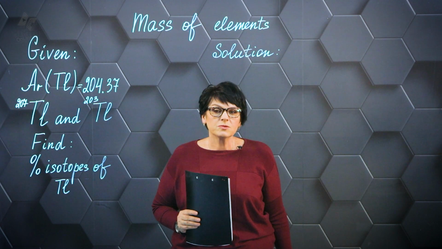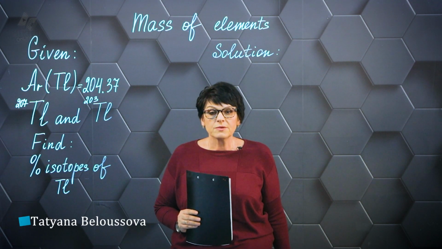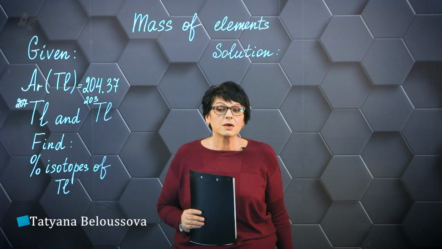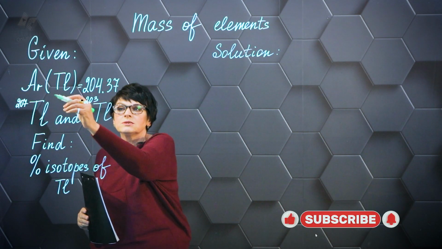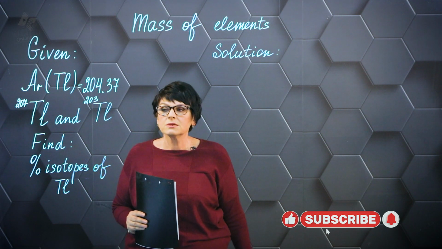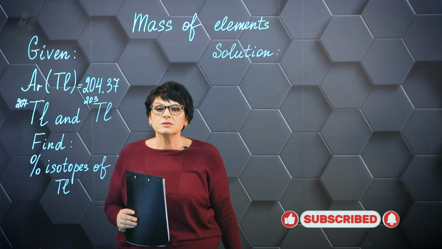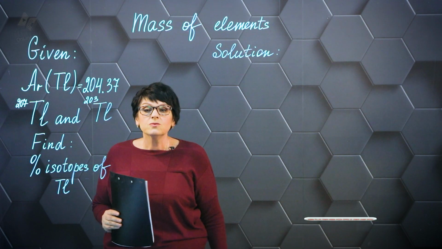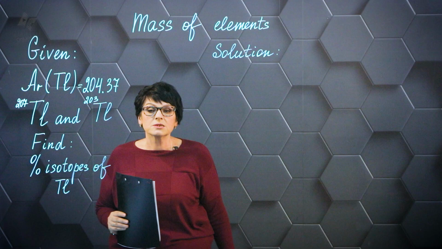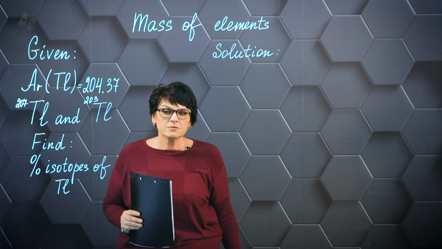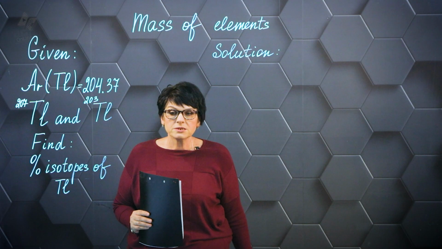Hello, today we're going to be solving a problem to determine the isotopic composition in percent of the element thallium. Let's see what we're told. We're told that the relative atomic mass of the element thallium is 204.37, and thallium has two isotopes, with masses of 207 and 203. But the content of each of these isotopes is still unknown.